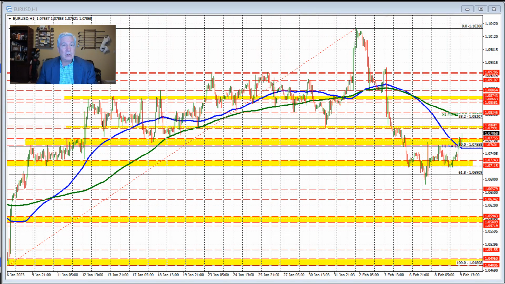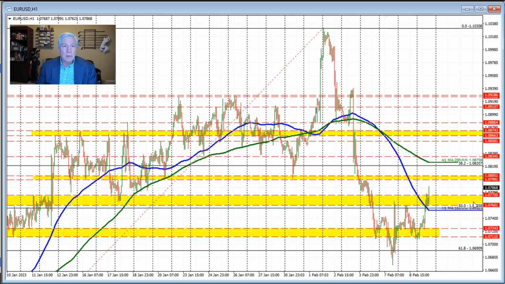We'll start by taking a look at the euro versus U.S. dollar, and we're seeing that currency pair move to new session highs, as you can see right here, currently trading 1.0787. That is above the 100-hour moving average. That's a blue line in this chart, and also back above the 50% retracement of the 2023 trading range. That took the price up to the high right here.